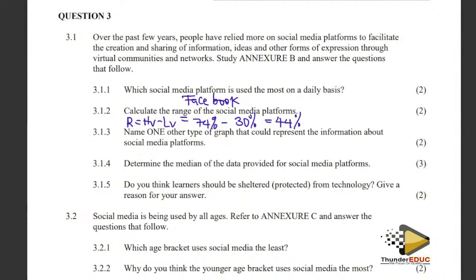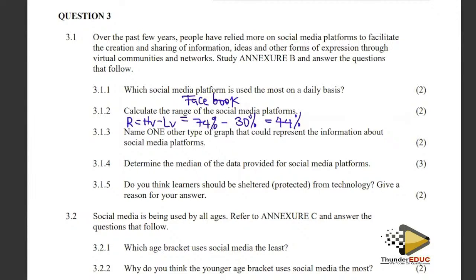They are saying 3.1.3, name one other type of graph that could represent the information above. The one we see there is a vertical bar graph. You can use a horizontal bar graph. You can use a pie chart. You can use a histogram.